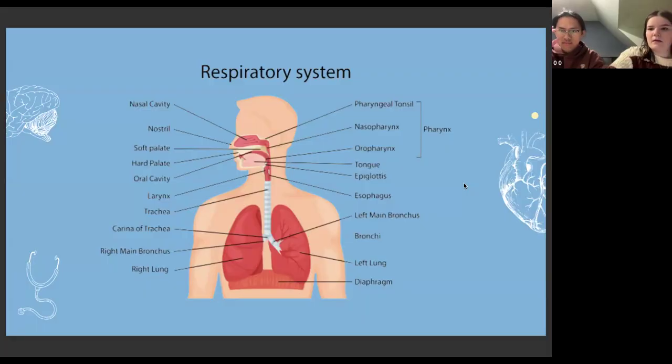Can anyone tell me why that might be? Yes, because our left lung has to make room for the heart, which is on the left side of our chest. And the heart is involved a lot in the respiratory system too, because that's how we move our oxygen around our body. And then below the lungs, we have the diaphragm, which is probably the most important muscle for breathing.